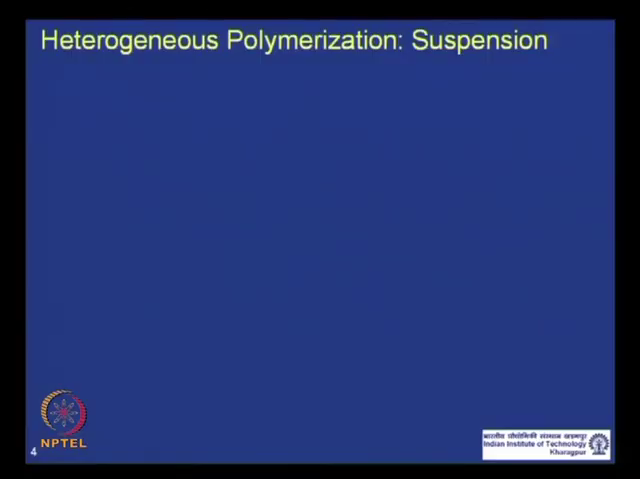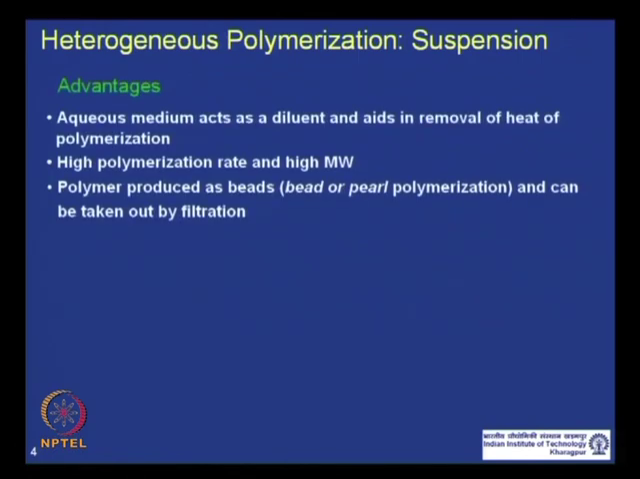Vigorous stirring forms these monomer droplets into small sizes, around 100 to 500 microns, and they remain stable because they are surrounded or adsorbed by the dispersant molecules. These dispersant molecules prevent the droplets from colliding with each other and forming large particles. And the kinetics of suspension polymerization is the same as bulk polymerization.